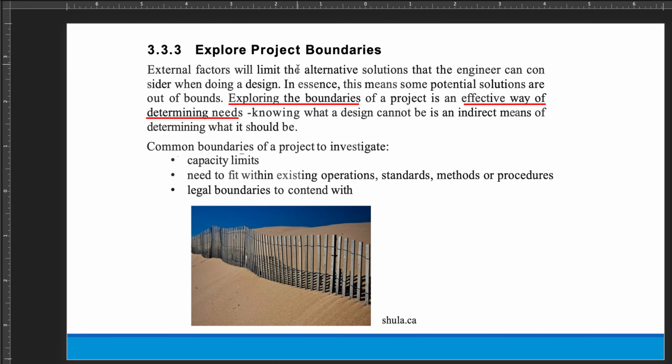So common boundaries of a project that need to be investigated are basically capacity limits. You may be asked to design something that's just plainly too big for you to handle. Another factor could be that your company has certain operation standards and methods, and you need to fit your work within that, or your company's not going to be happy. And then there are also legal boundaries to contend with, such as you cannot do this because another company has already done it or has rights to it.